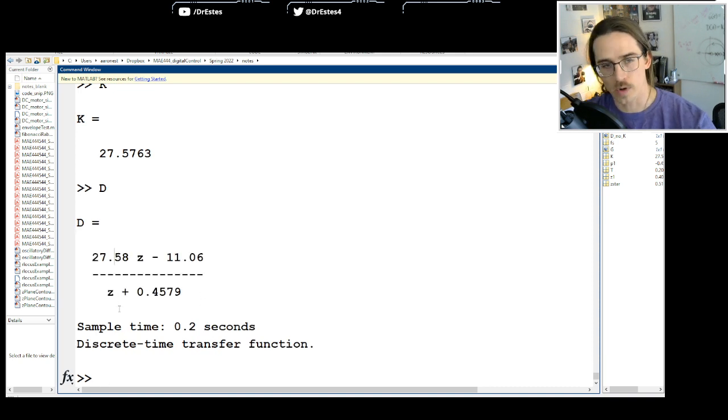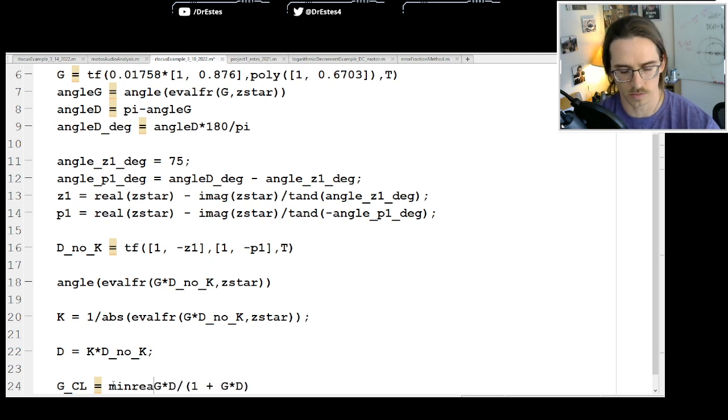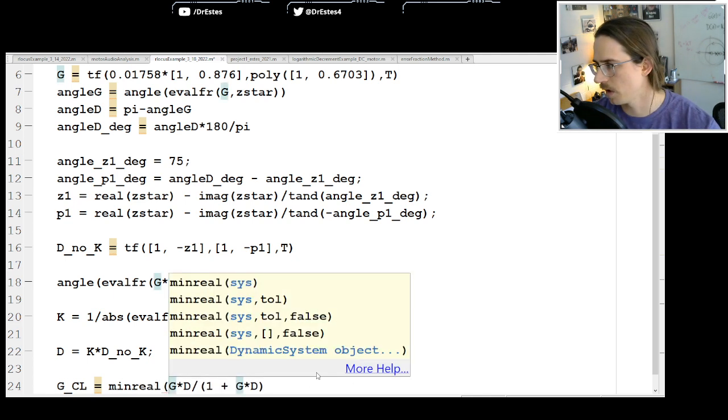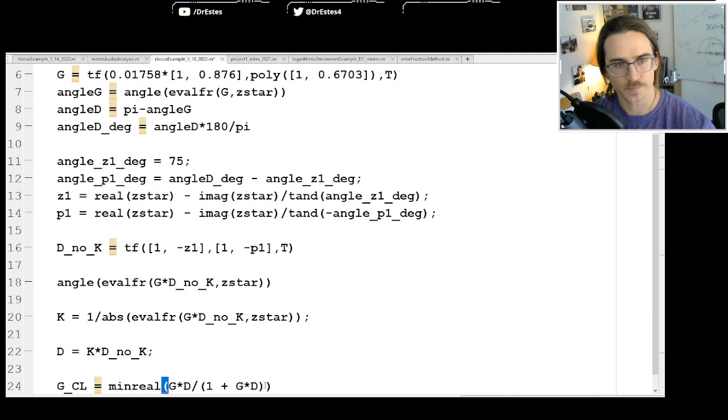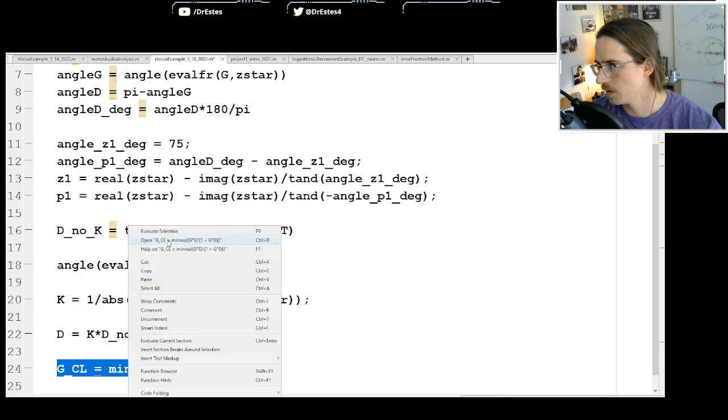Now I want to look at where the closed loop poles of this system are. So we'll make the closed loop transfer function. Remember, it's G times D divided by 1 plus G times D. And to simplify it, we use the minreal command. All that does is simplify this. So let's run it.